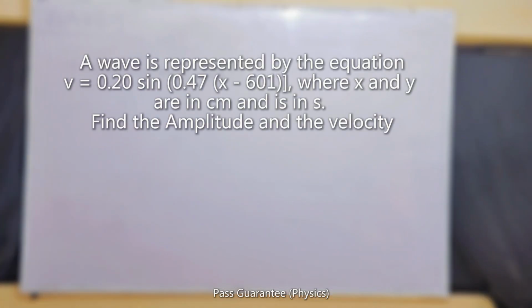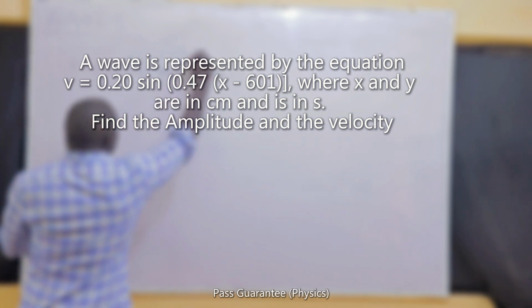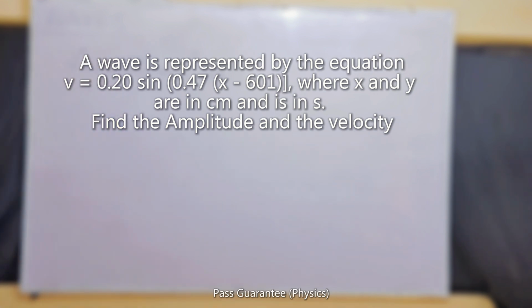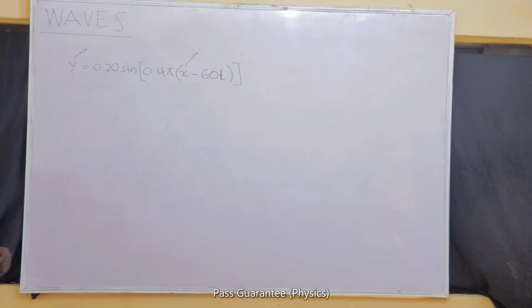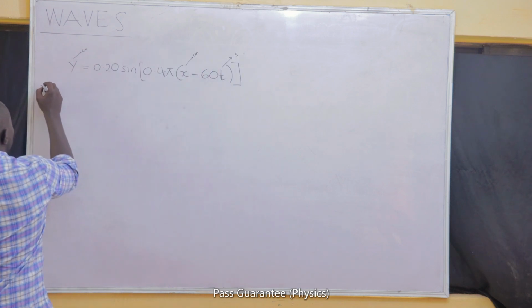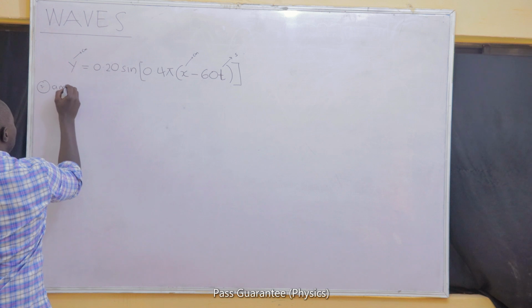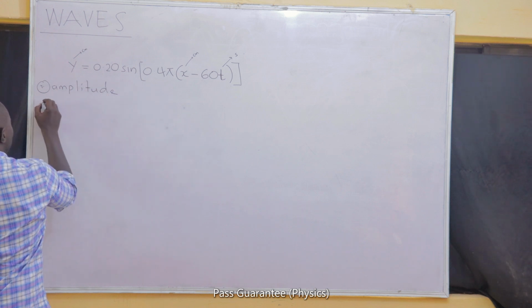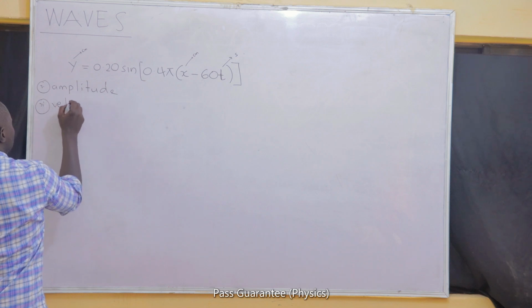So the question is, where x and y are in centimeters, x is in centimeters, y is also in centimeters. It is possible that the two of them are in the same unit. It is also possible that they are in different units, because what they want to give us are completely different from each other. And t is in seconds. The question wants us to find, one, the amplitude. And two, the velocity of the wave.